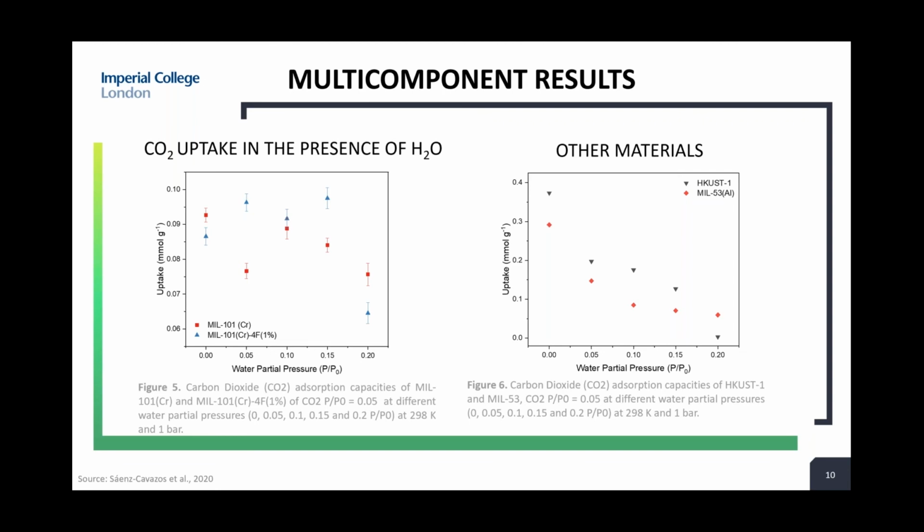However, they are both very stable when exposed to moist environments compared to other commercial materials that are usually used for CO2 capture. So, for example, we have HKUST and MIL-53, which is also a flexible MOF, as you can see in figure 6. Experiments were carried out exactly under the same conditions, and you can see that their CO2 uptake at the highest partial pressure, so 0.2, decreases by 99% and 80%. So 99% for HKUST, so almost nothing, and 80% for MIL-53 compared to the dry form, obviously.